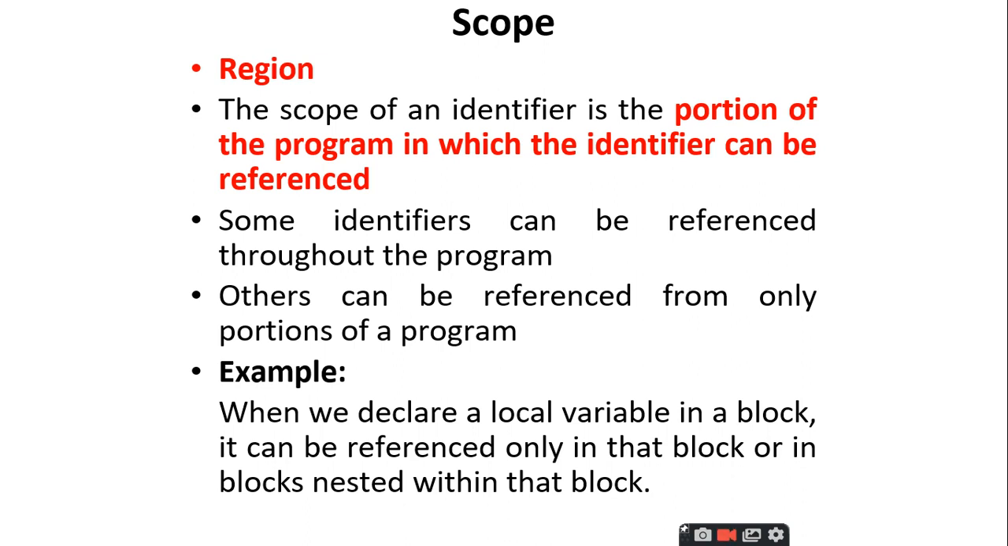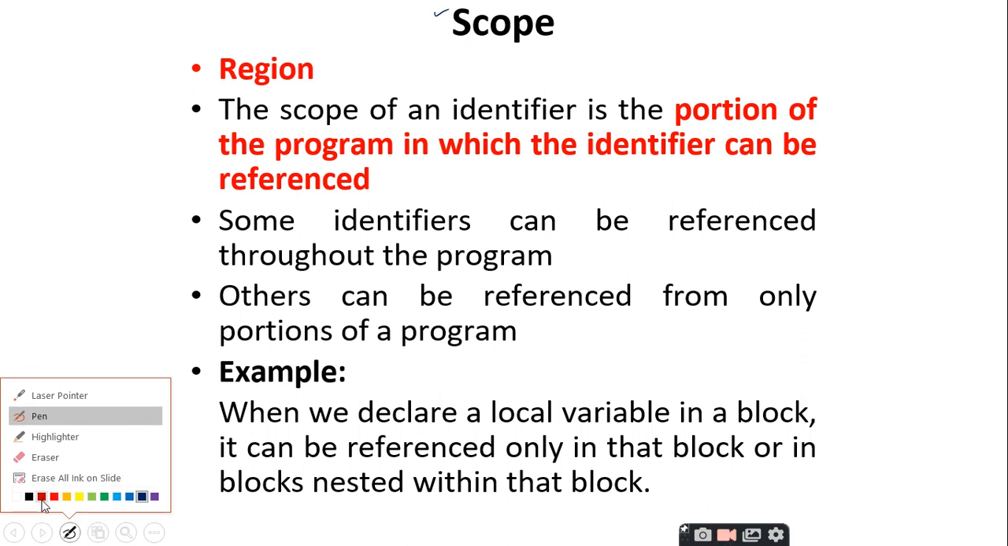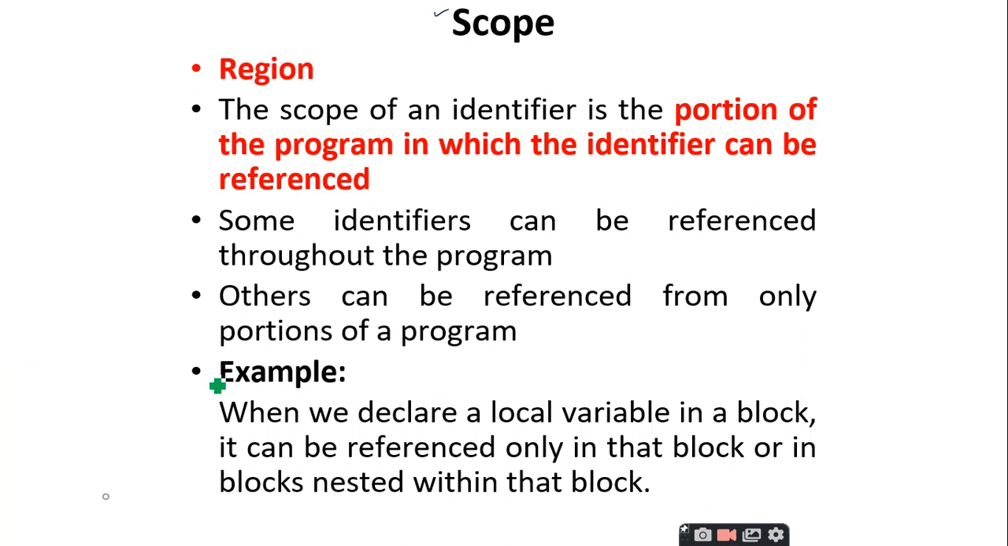Now let us see what is the scope of a variable. As I told, the scope is defined as the region, the part of the program, from which instruction to which instruction, or the portion of the program where we can access or refer to the identifier, here taken as variables. From which part of the program to which part we are going to refer the variable is given as the scope of the variable.